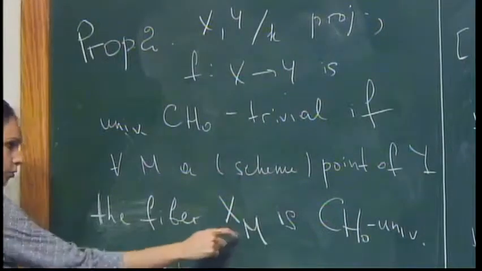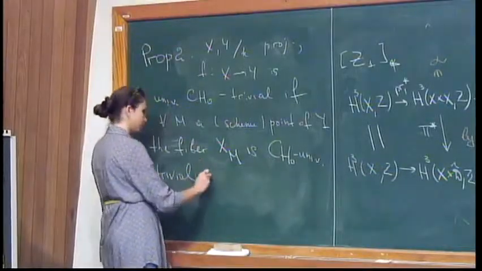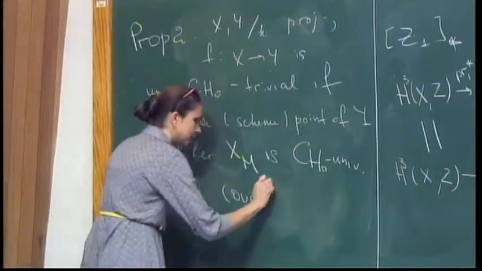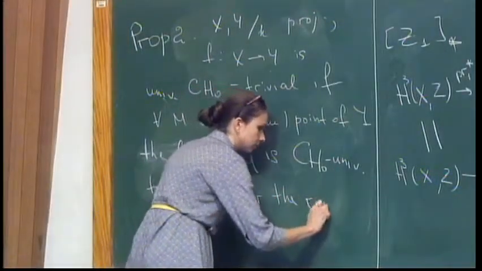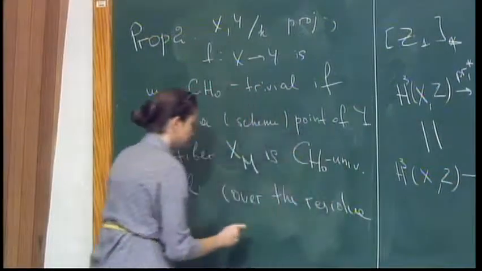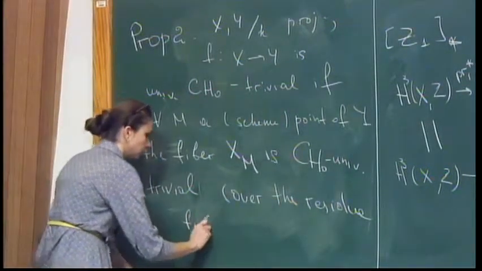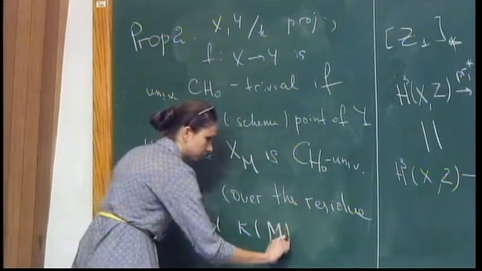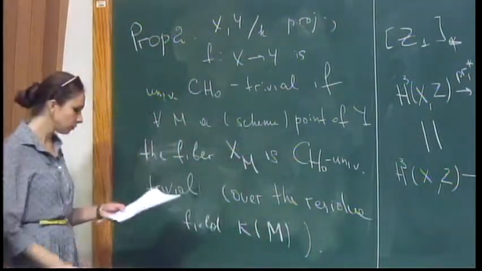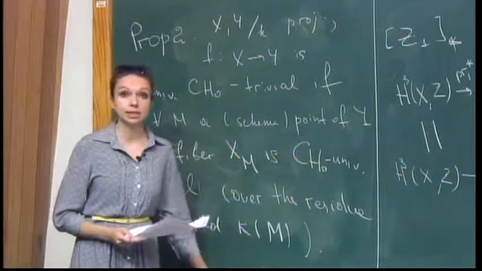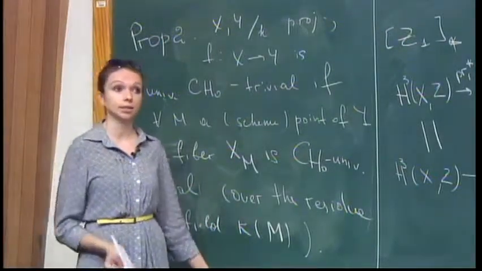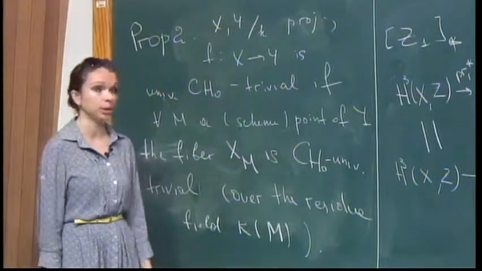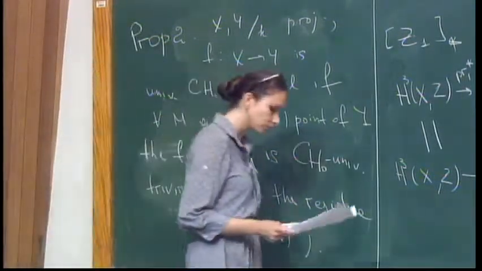so let me just put it this way, as a variety over the residue field kappa of m of this point. Okay. So I decided to put this in as an exercise, and you can find it in the list I put on my webpage if you want to know more. Okay.